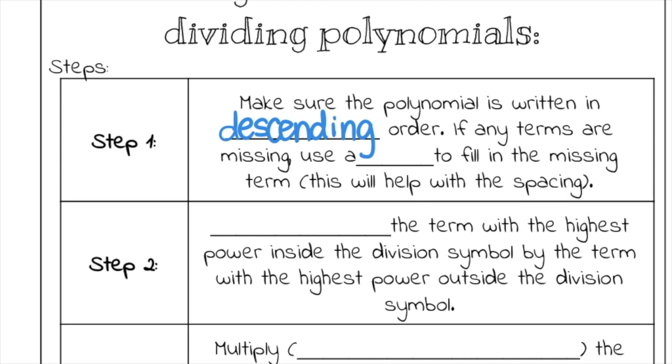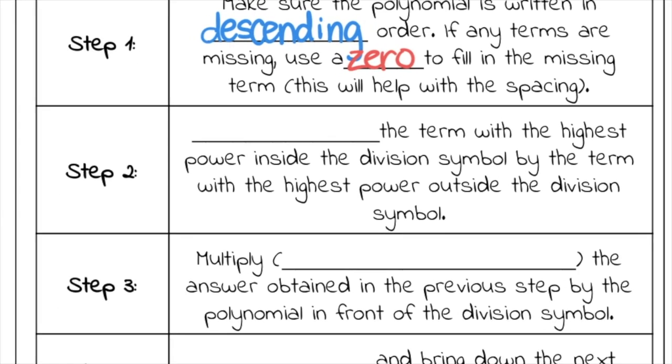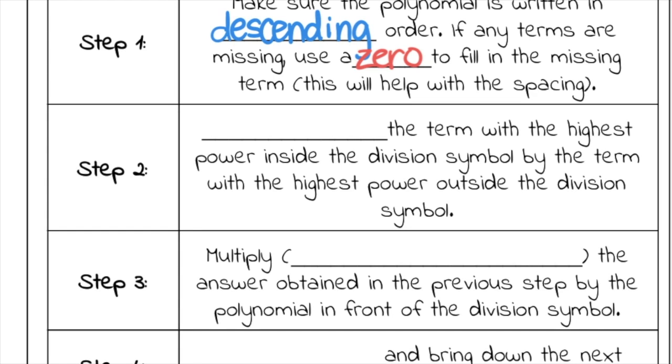okay? So after we do the descending order, if any terms are missing, so let's say that I have x to the 5th, and then I have x to the 4th, and then I jump all the way to x squared, and I'm missing that x to the 3rd, you actually are going to have to put a placeholder of 0. The reason you want a placeholder is because you want to make sure everything lines up properly when you're doing your division. And again, this will help with the spacing and making sure things are lined up.